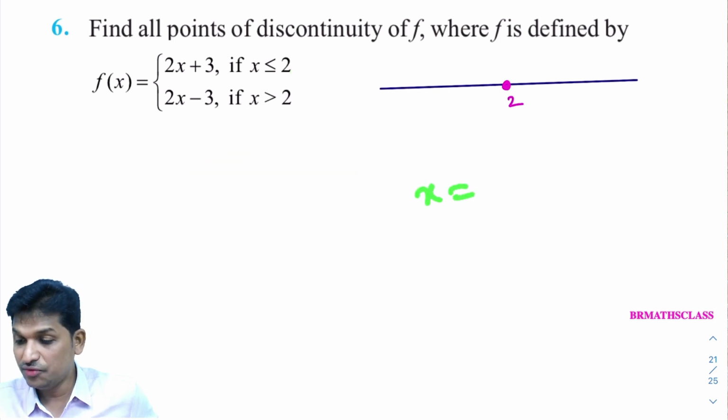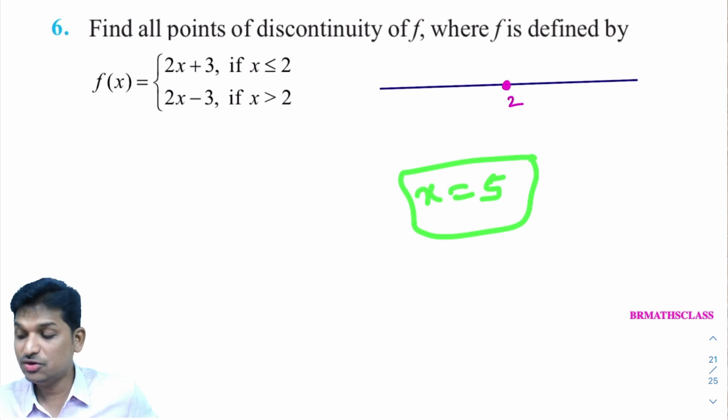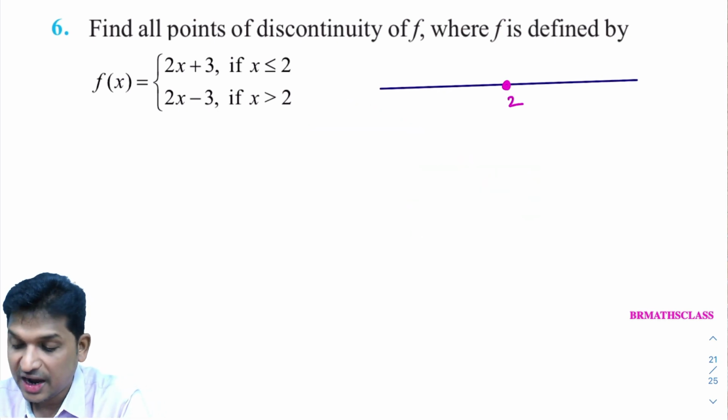When x equal to 5, which function to choose? 5 is greater than 2, na? So, which function to choose? We need to choose second function. Correct? Okay. So, here I do this problem.